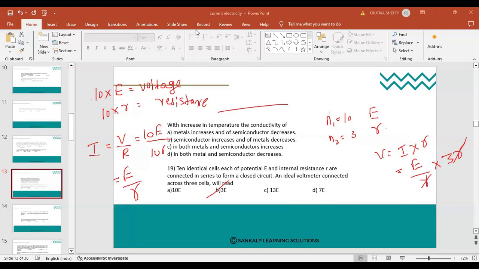Any doubt in this question? 19th is option B, yes, right. 18th is option B. 18 and 19, both are B. Is it clear, everyone? Any doubt? No, ma'am. Okay, students.